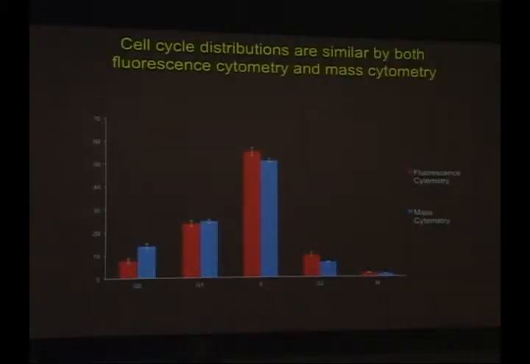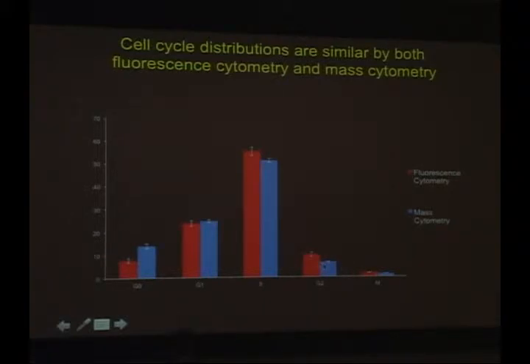So by doing this, we were able to show fairly close correlation between the cell cycle distribution of basal cells by both fluorescence and mass cytometry. Here we did this in replicates of, I think, 5 cells, and you can see pretty close correlation. A little bit of disparity in the G0 and G2 compartments.